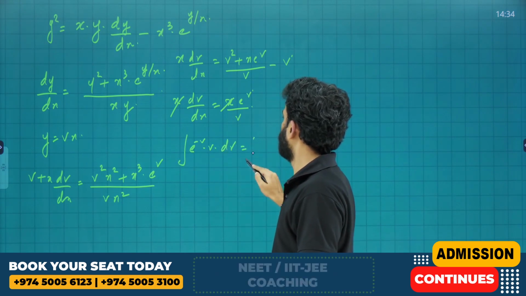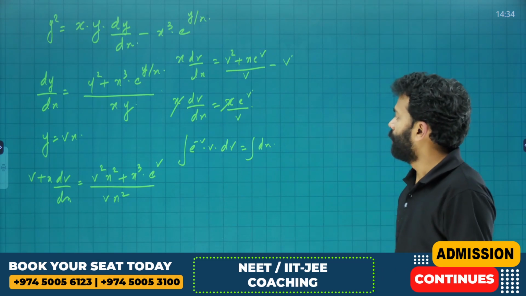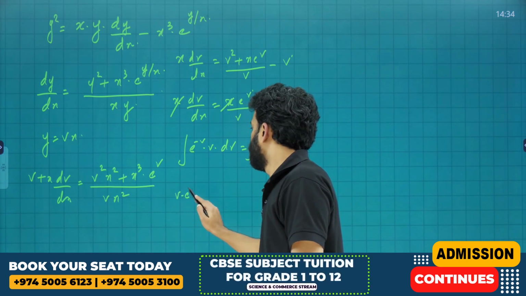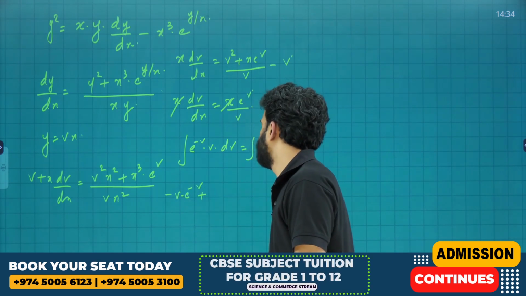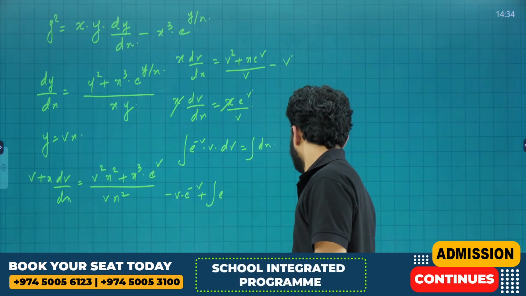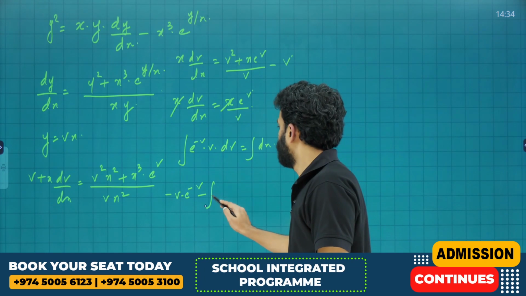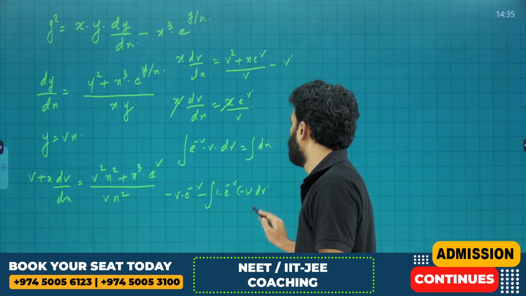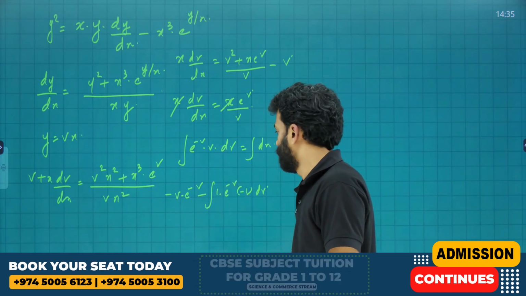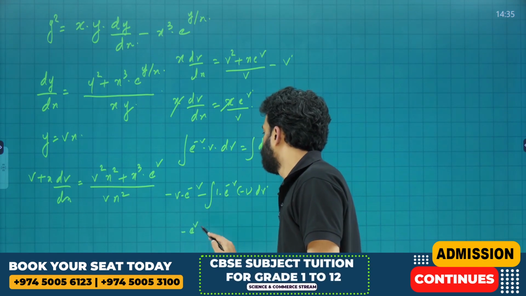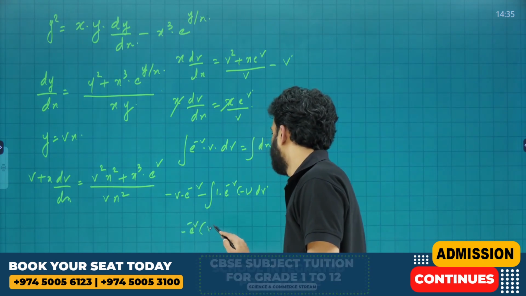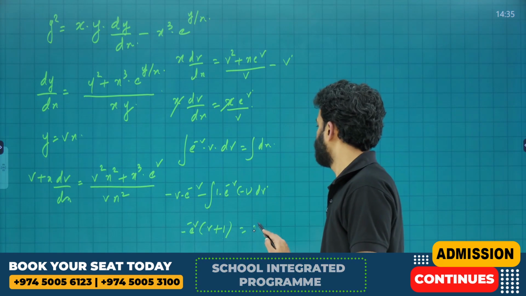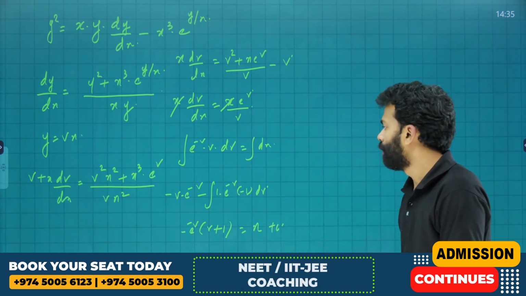Which is equal to integral dx. Yes, integration by parts. And what will you get after that? That is v into e raised to minus v into minus 1 plus integral e raised to minus v into minus 1 into dv. This will be plus. If you integrate further, you will get a minus. Therefore, minus e raised to minus v into v plus 1 is equal to, right hand side will be x plus c. We are not done yet.